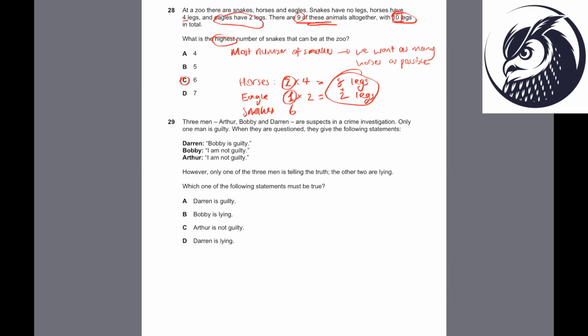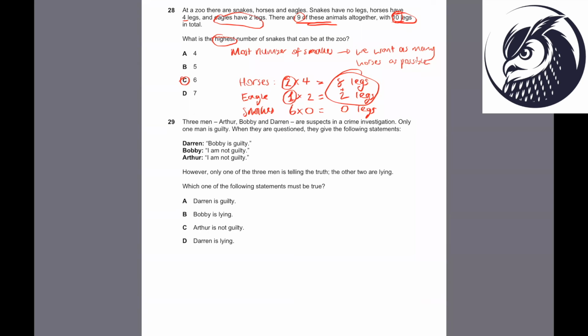And just for completeness, you know that snakes have 0 legs, so they're going to contribute 0 legs, and the total is still going to be 10 there. So that's good. All right, therefore the maximum amount of snakes that can be in the zoo is 6. And it's all dependent on having as many horses there as possible.